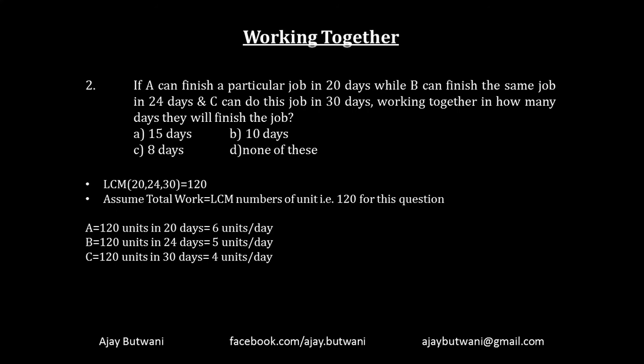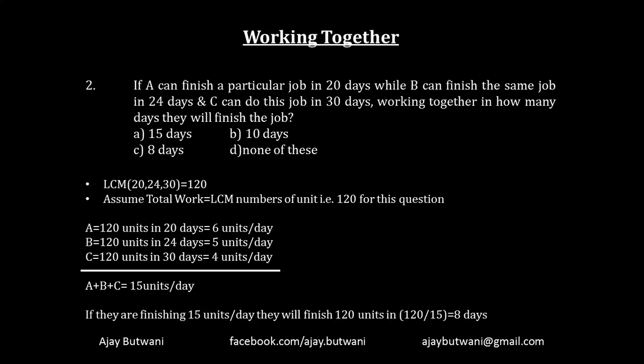If I ask you how many units they are going to do together, yes, 6 plus 5 plus 4, that is 15 units per day. Now with the speed of 15 units per day, they are supposed to do 120 units. How many days will they take to do 120 units? The answer is 8 days. 120 upon 15, 8 days is your answer.